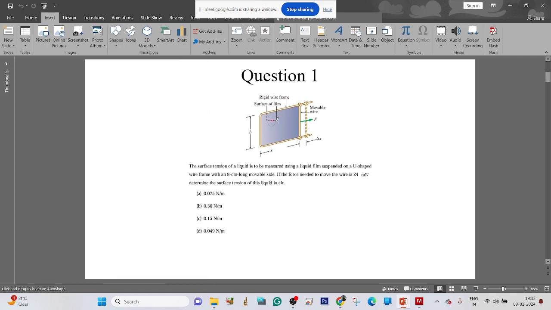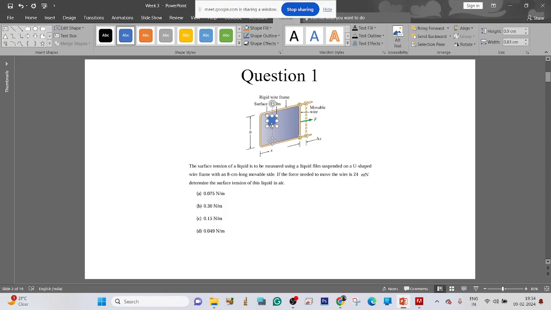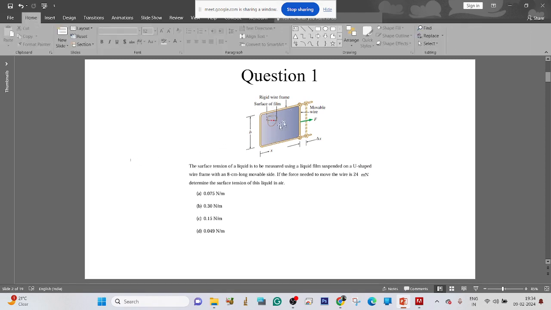So as we can see here, which I have marked the area, there are two dots. So there are two surfaces. The surface tension of the liquid is to be measured. We need to measure the surface tension with a U-shaped wire frame of 8 centimeter long movable side. If the force needed to move the wire is 24 millinewton, then determine the surface tension of the liquid in air.